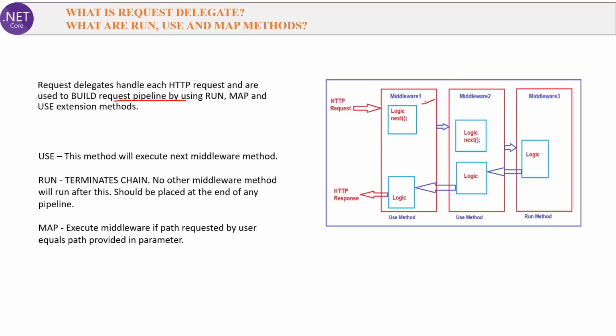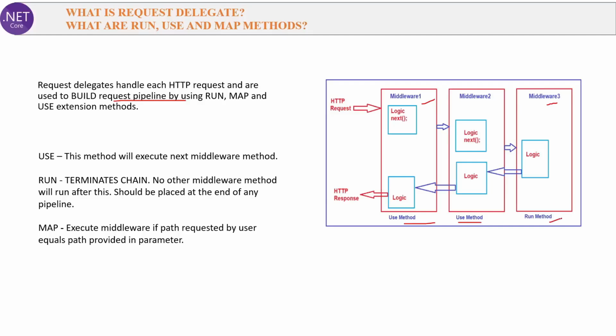We want to execute them one by one, and then at middleware 3 we want to stop the execution and send the response back. So in middleware 1 and 2 we will use the use method, which is basically used when there is a need to execute the next method of the next middleware. So here after middleware 1 we want to execute middleware 2, and after middleware 2 we want to execute the method of middleware 3. So therefore we will use the use method here, and then in middleware 3 we will use the run method.